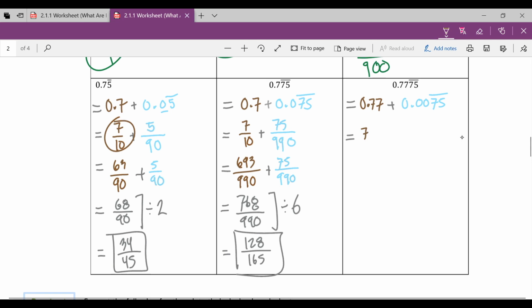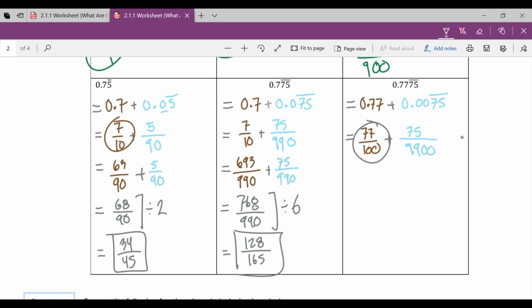0.77 is the same as 77 over 100 plus, and now 0.007575. Remember how we do this, okay? We take the repeating numbers and put them into the numerator. We put as many 9s on the bottom as there are repeating numbers, and then as many zeros to make this number of digits match the number of place values to the right of the decimal place. That's the algorithm.